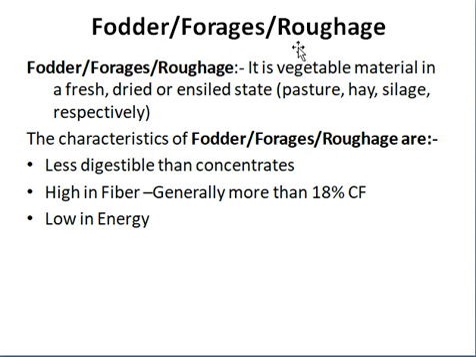So fodder, forages or roughages, it is vegetable material in a fresh, dried or ensiled state. When it is fresh, it is called pasture. When it is dried, it is hay. When it is ensiled, it is silage. Silage is basically a fodder pickle.